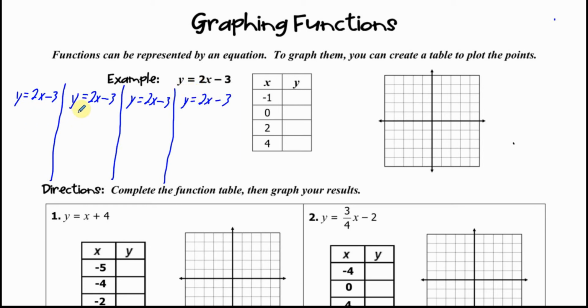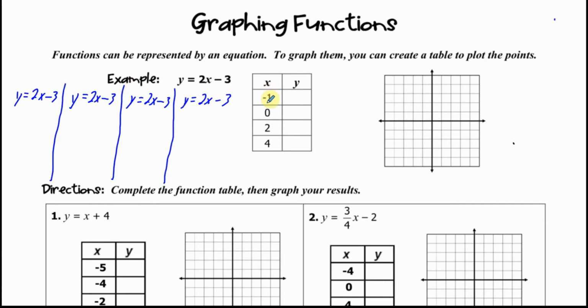So you can see I've rewritten it several times because we're going to build a table. So we need a number in for x, and they provided some numbers for us. We could have chosen any numbers, because x can be any real number. That is, I could plug in any number for x and get an answer for y. But we're going to use the numbers they provided for us.